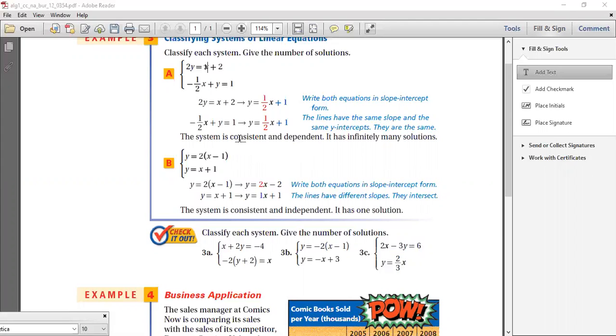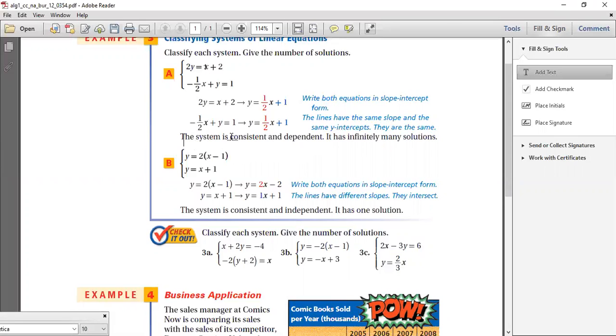And now once you know the system has at least one solution, check if it is dependent or independent. Now, if you're talking about the same line, that means the slope is the same, the intercept is the same, it has to be a dependent system. Why? A dependent system has infinitely many solutions. Now it's the same line, so from the same line, you can find many solutions. They're not talking about two different lines. They're talking about the same line. So that's why they wrote that the system is consistent and dependent.